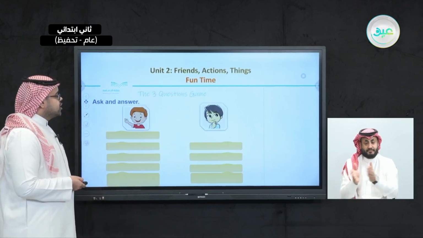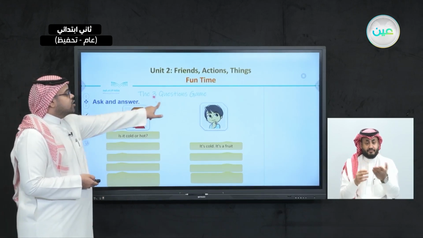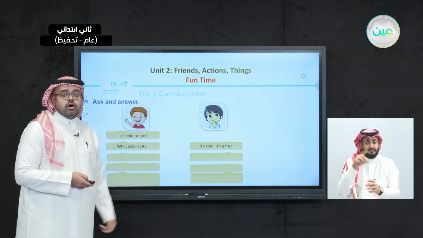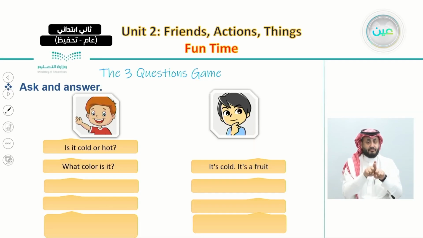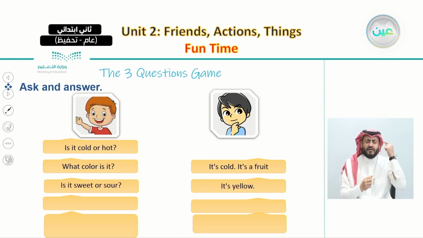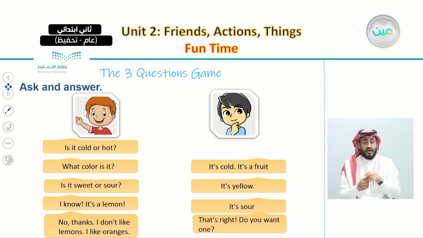Also, we did learn the 3-question game, where two friends, one of them is having or thinking about a food in his mind, and the other must ask questions to guess what that food is. So here, for example, Ali is thinking about a food, and here Saeed is asking the 3 questions, so he can know what kind of food it is.